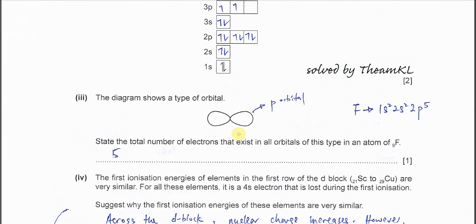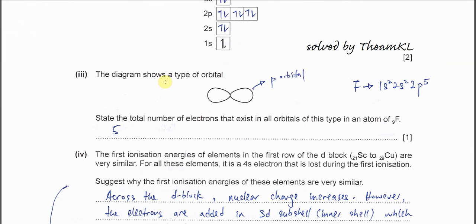Okay, part 3. The diagram shows a type of orbital. This one has 2 lobes, so it's the p orbital. State the total numbers of electrons that exist in all orbitals of this type in the atom of fluorine. Fluorine, we know that it has 5 electrons in the p orbital. 1s2, 2s2, 2p5. So therefore, total number of electrons in the p orbitals is 5.